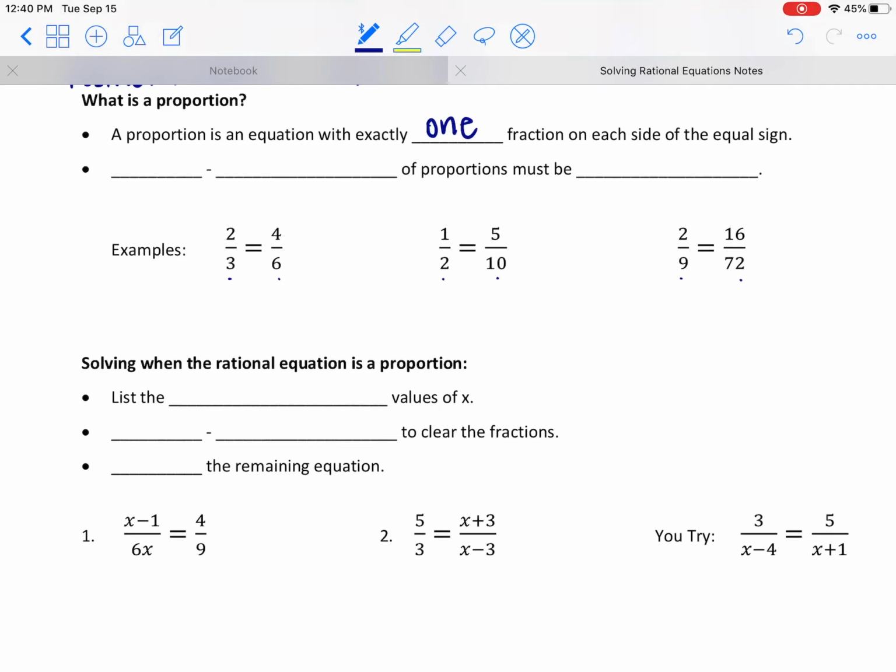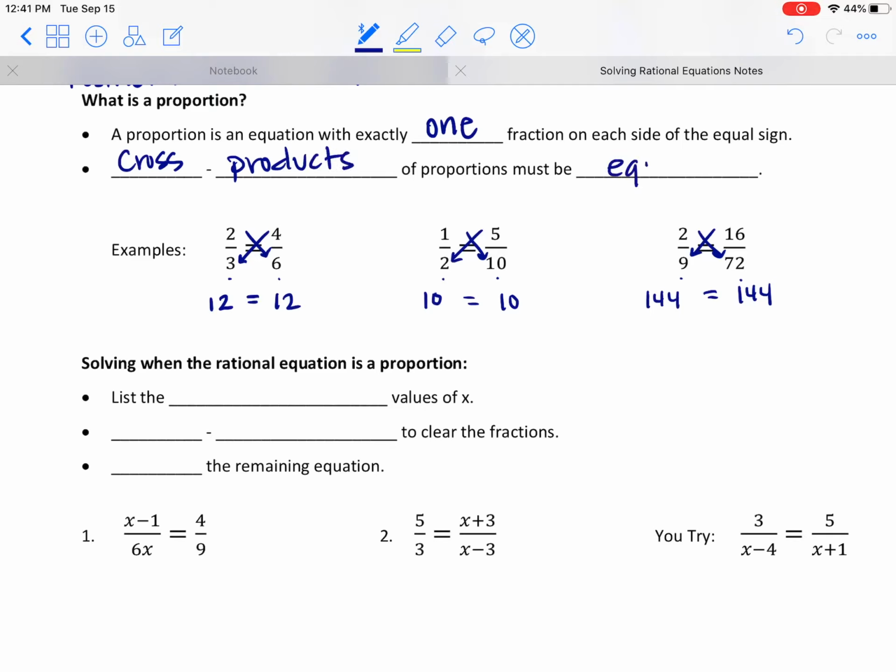But what's true about a proportion is not just that you have one fraction equal to one fraction, but if we were to find the cross products, so for example, 4 times 3, we get 12, 2 times 6, we get 12. What happens is those cross products will have to be equal, and it happens here again. 5 times 2 is 10, and 1 times 10 is 10. The cross products are equal. 9 times 16 is 144, and 2 times 72 is 144. Those cross products are equal. That's always true in a proportion. So we can use cross products to solve a proportion. The cross products of a proportion must be equal.